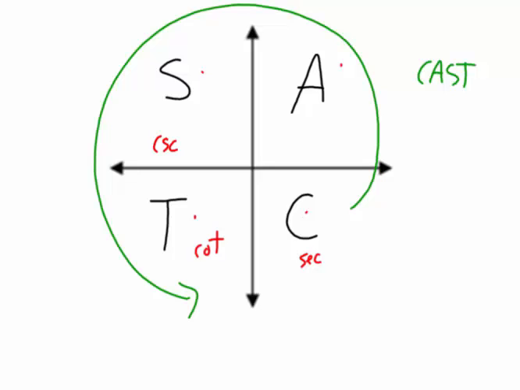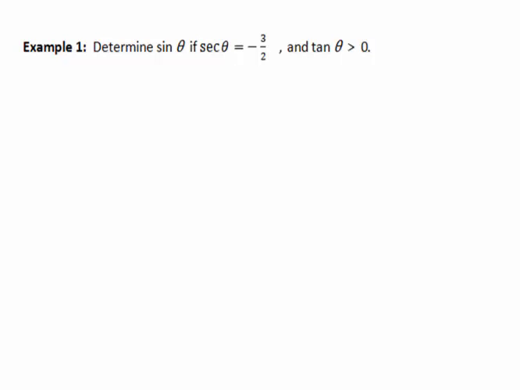Very, very important when we do trigonometry, and we want to find whether values are positive or negative. So let's use this information and see if we can find the sine of an angle if the secant of the angle is negative 3 over 2 and tangent is greater than 0. Tangent is positive. So to start this question, we want to get a sketch of what we're looking at here. So we want to determine what the terminal arm is. Now, the terminal arm uses these two pieces of information. Secant is negative and tangent is positive.